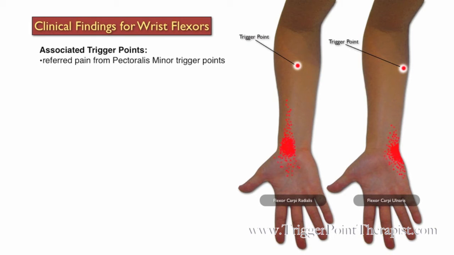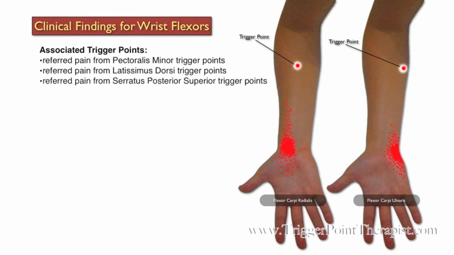Referred pain from trigger points in the pectoralis minor, latissimus dorsi, and serratus posterior superior can activate trigger points in the wrist flexors. Trigger points in the pronator teres muscle are also associated with the wrist flexor trigger points.